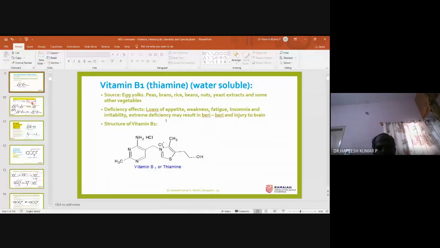If we are looking into the structure, this will be the structure. I think you are aware that a six-membered ring with two nitrogens at the 1 and 3 positions is called pyrimidine, and a five-membered ring with sulfur and nitrogen at the 1 and 3 positions is called thiazole. So pyrimidine and thiazole are joined through a methylene carbon atom. The complete compound is called vitamin B1, also called thiamine. With this, I will go to the next slide.